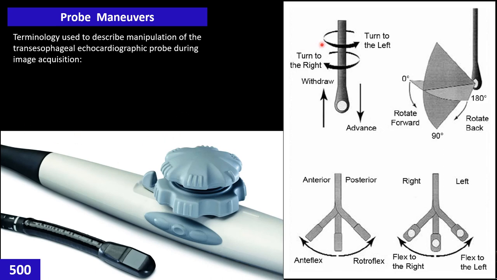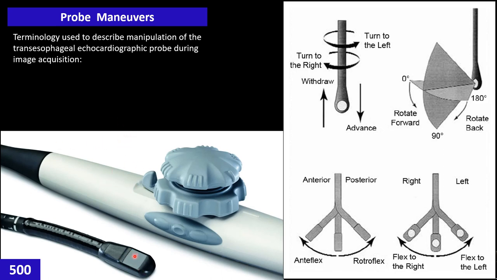This is done with the handle of the probe. Another is rotation or turning of the probe, just twisting the probe to the right, clockwise, or counterclockwise. Here I have to mention: when you want to see the probe, look at the alignment of the footprint with the handle. Because when you are inside the esophagus, you don't know where the footprint is. If you check its relationship with the handle beforehand, you know exactly the orientation of the footprint inside the esophagus. We call it turning to the right, and turning to the left. This is one: twisting or turning our probe clockwise or counterclockwise.